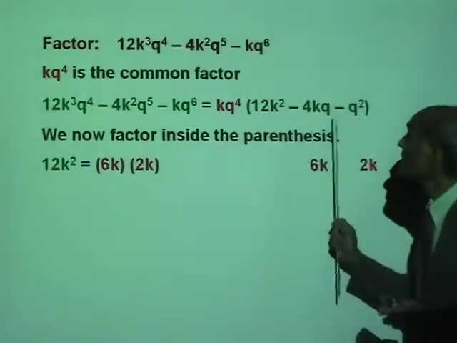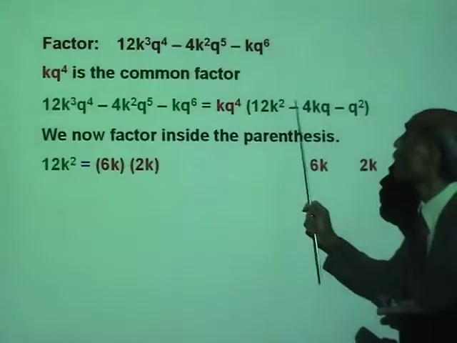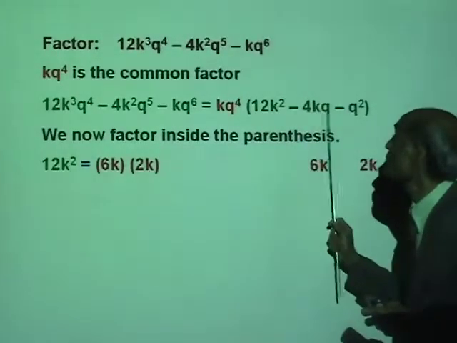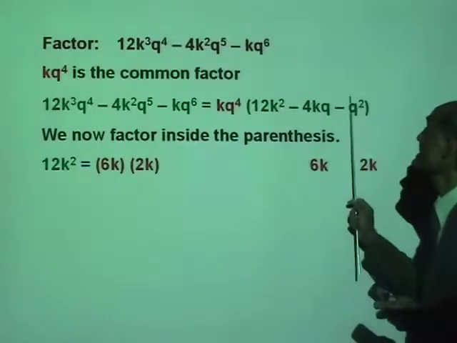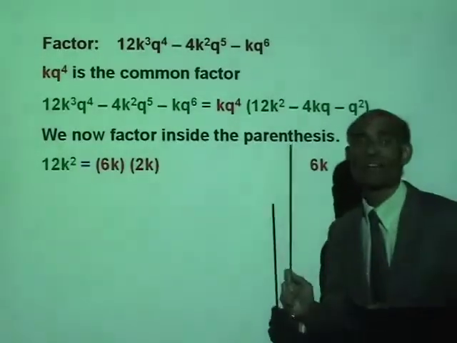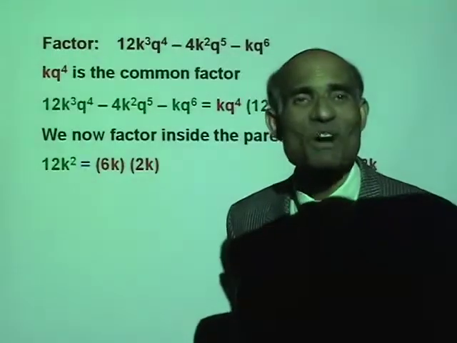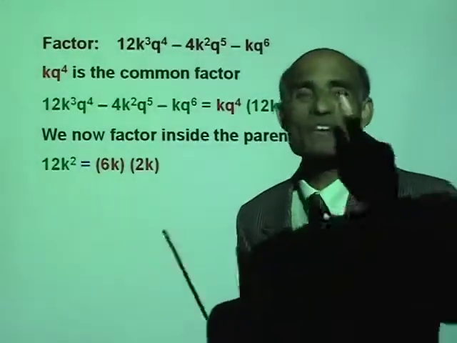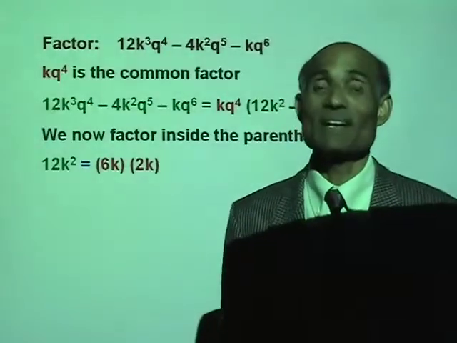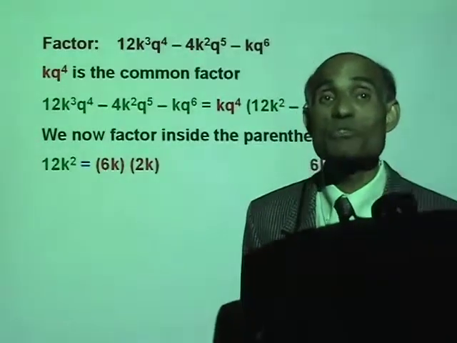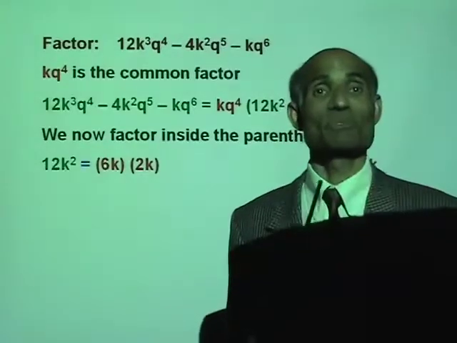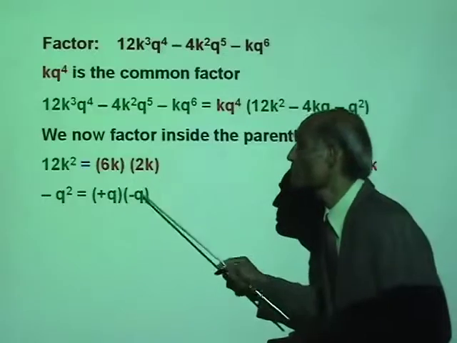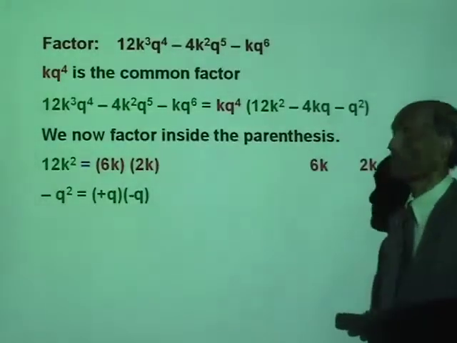Well, what we need is a negative 4k cubed. Is that right? A negative 4k cubed. That means negative q squared. Alright, give me the factors of negative q squared. There is only one way to do that. What is that? A positive q and a negative q. So negative q squared is a positive q times a negative q.